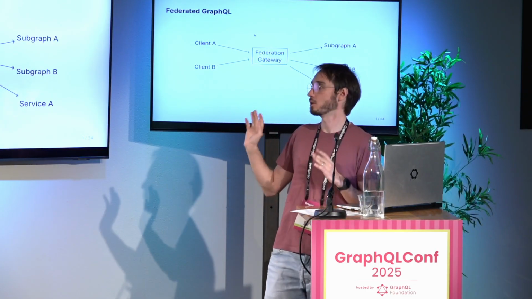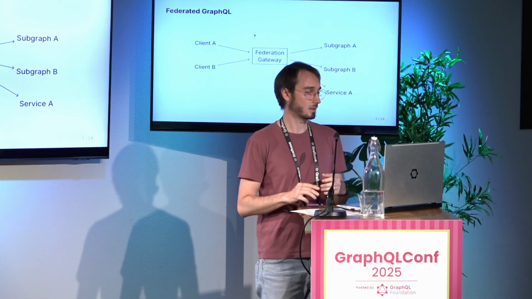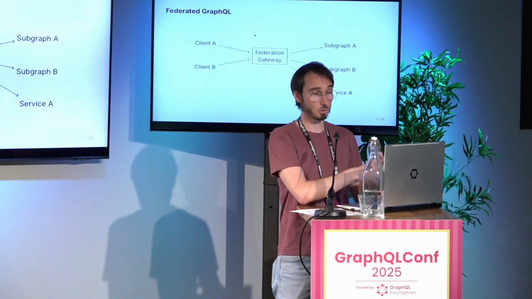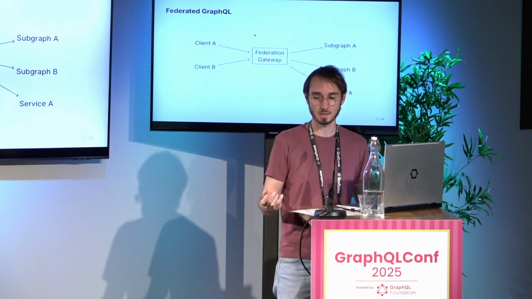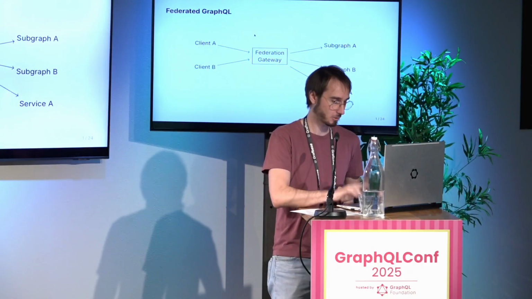Federated GraphQL, you have many GraphQL APIs called subgraphs. You take their schemas, you merge them in a process called composition. You get a composed schema, you pass that to a Federation Gateway, and the Federation Gateway is going to serve that composed API and orchestrate the requests to the subgraphs. That's what you need to know for this talk.